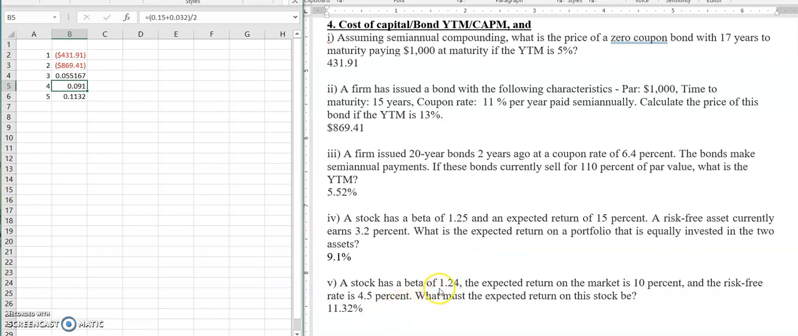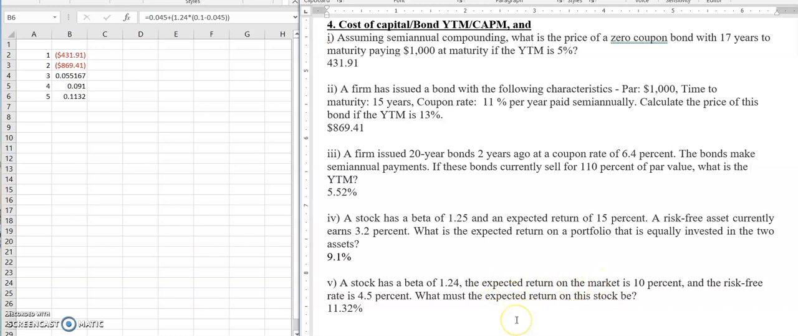So you have the beta that's given to you, you have the expected market return, that's RM, and the risk-free rate of 4.5%. It's a matter of simply plugging it into the CAPM and you can calculate the expected return as 11.32. What is the one thing you should keep in mind? You should make sure that you read the questions carefully. So this is giving you the expected return on the market. So this is just the market return RM.